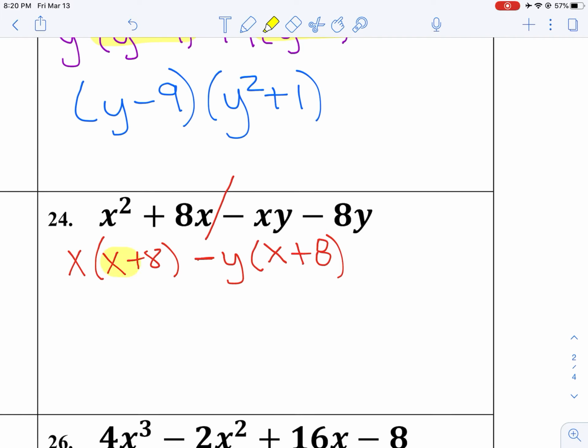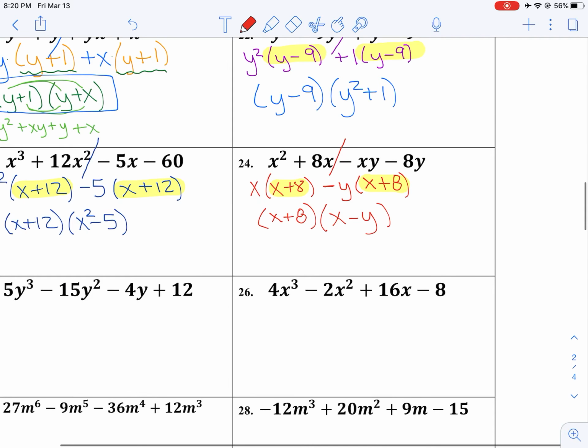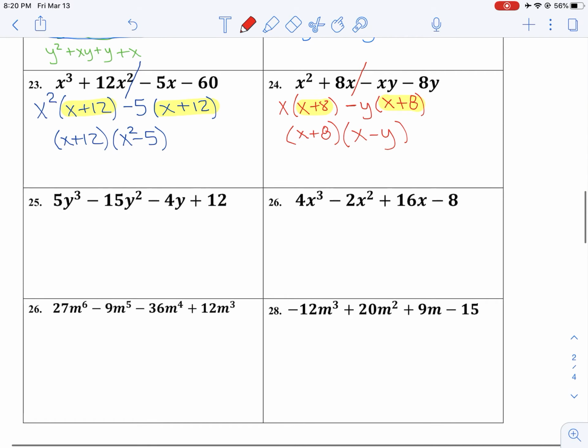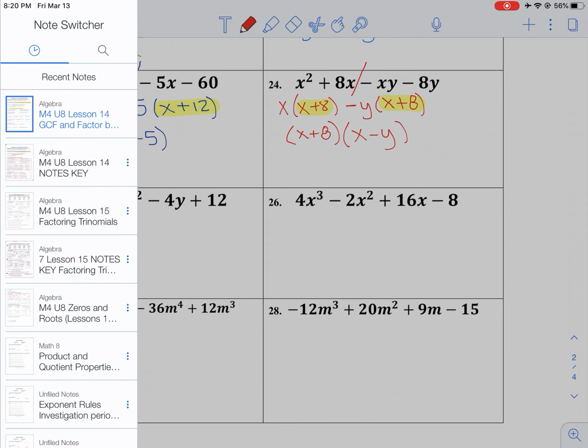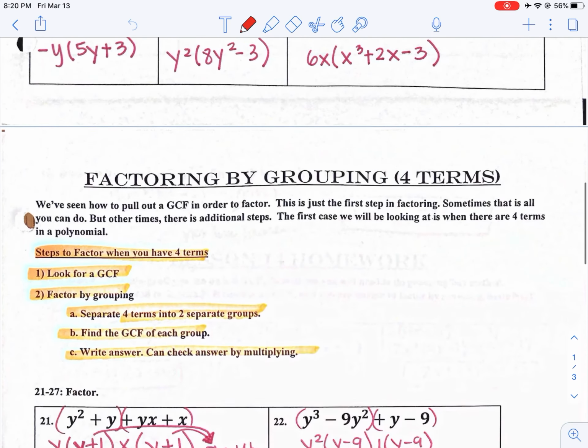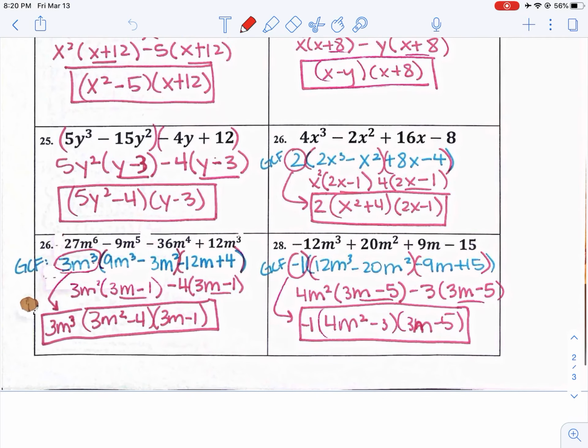Look at that. I have an x plus 8 and an x plus 8. That's amazing. So I write that down: x plus 8. Then what's in my leftover? X minus y. Okay. So I want you to do these next two problems on your own. Okay. And here are the answers.